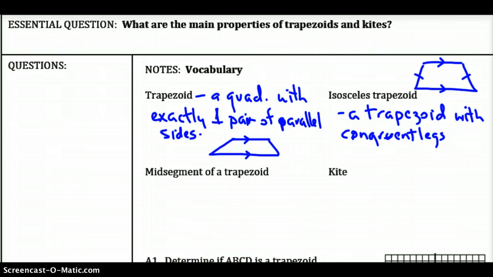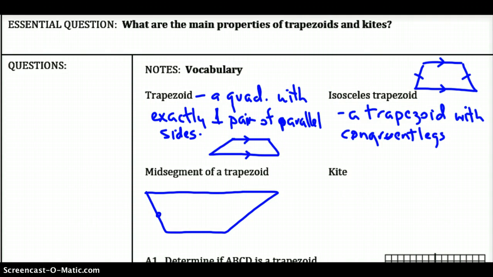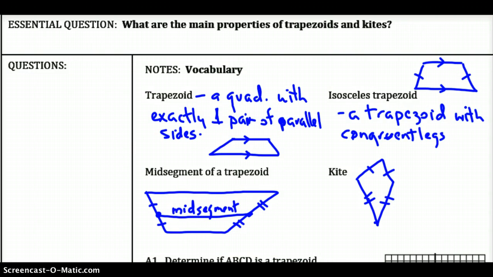A mid-segment of a trapezoid is the segment formed by connecting leg midpoints. A kite, picture a kite, a lot of people used to fly them in the springtime here. Another kite could be like this. Those are two examples of a kite.